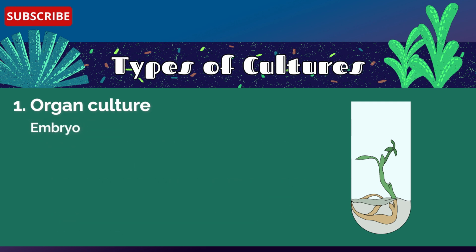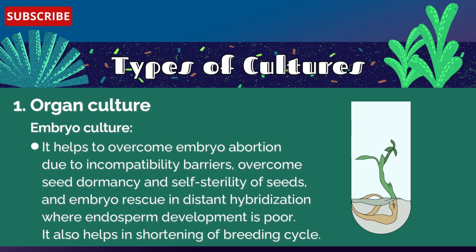culture. Next is embryo culture. It helps to overcome embryo abortion due to incompatibility barriers, overcome seed dormancy and self-sterility of seeds, and embryo rescue in distant hybridization where endosperm development is poor. It also helps in shortening of the breeding cycle.